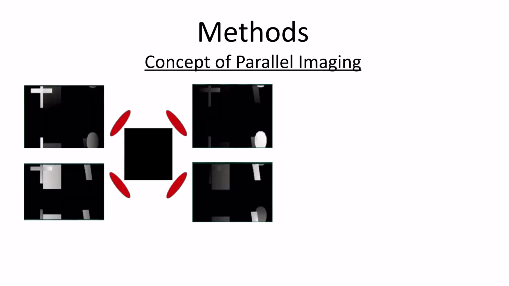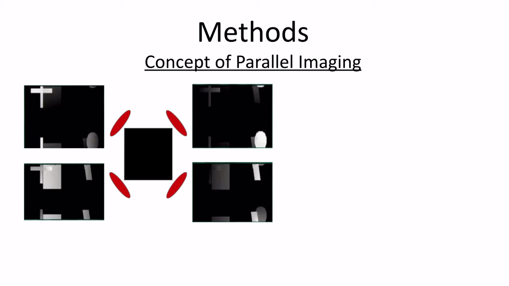In this figure, the square at the center is the object that is being imaged using 4 coils that are shown in red. Each coil will detect signals which fill the k-space, but this k-space is undersampled for faster speed. Due to this reason, as we can see in the 4 reconstructed images, aliasing artifacts are present.